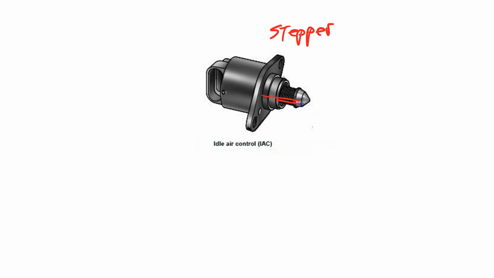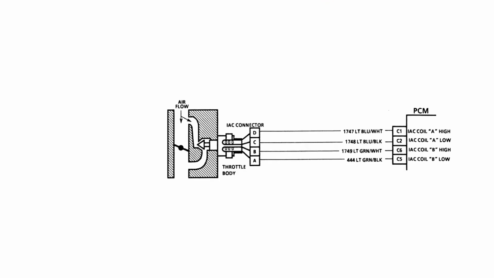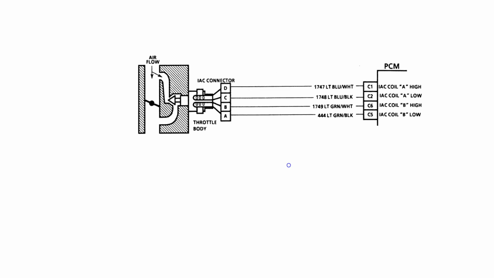It can put this tip in any position, and so this idle air control fits down inside and seals up against a small hole. The further back the stepper motor moves this valve, the more air is going to rush through. If it's closer, then less air is going to rush through. Here's a wiring diagram for that.